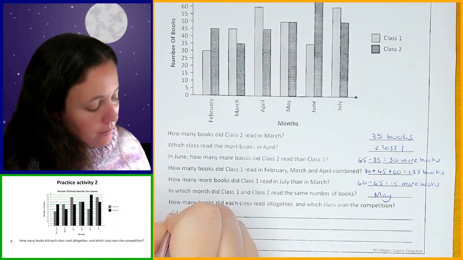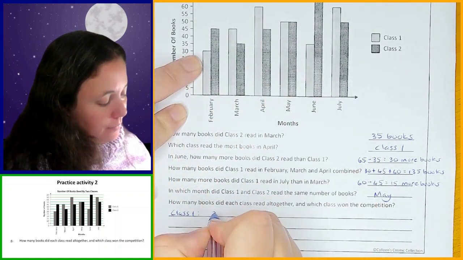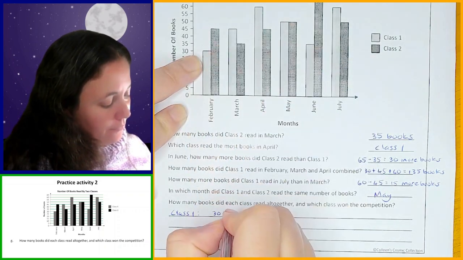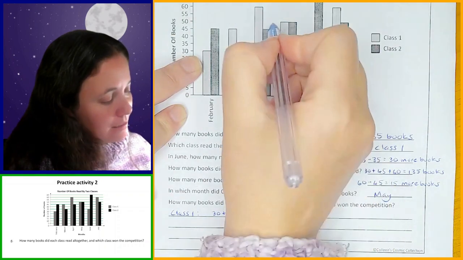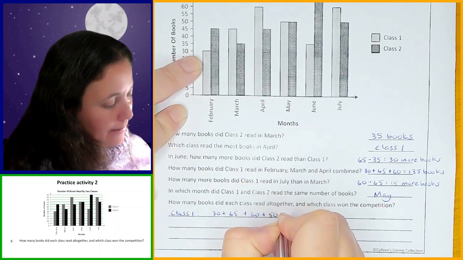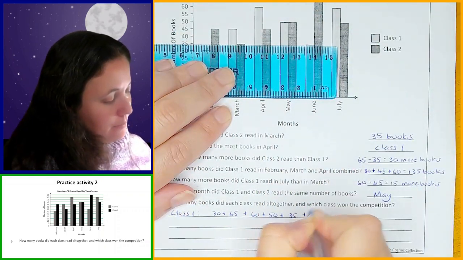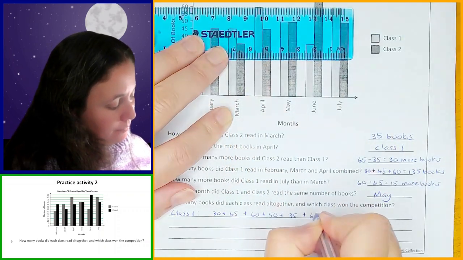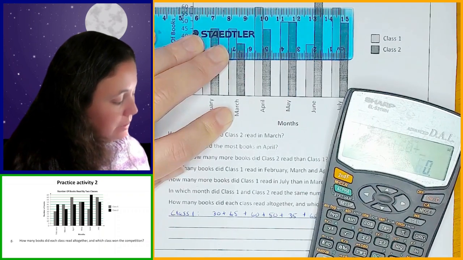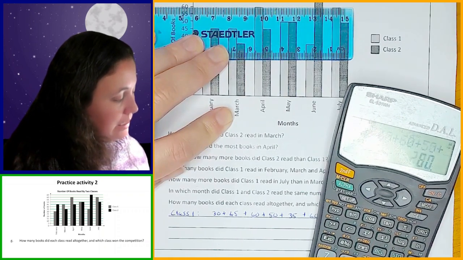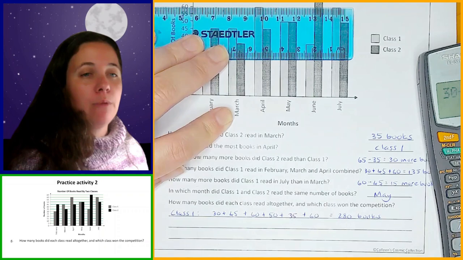So Class 1 is 30 plus 45 plus 60 plus 50 plus 35 plus 60. And that gives us a total of 280. So that's how many books Class 1 read.